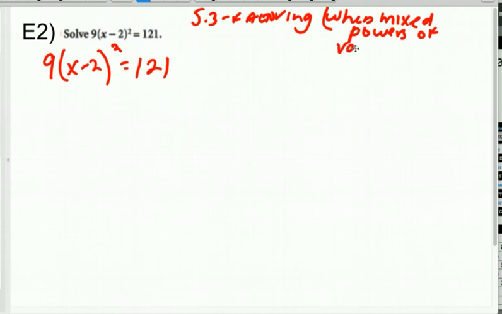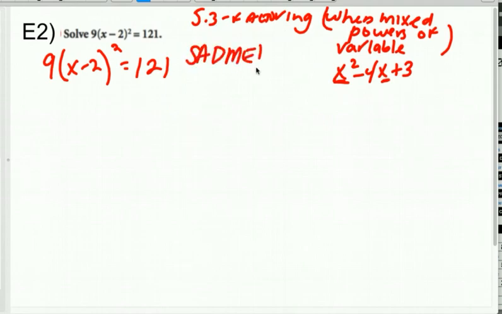So what I mean by that is that we would want to solve by factoring if I had something like x squared minus 4x plus 3, right? So see how I have a squared and a linear term, right? But when possible, if I don't have mixed powers of a variable, I want to go ahead and solve by SADMAP. So I want to look for subtraction and addition first. Now in this case there isn't any, but there is division and multiplication.